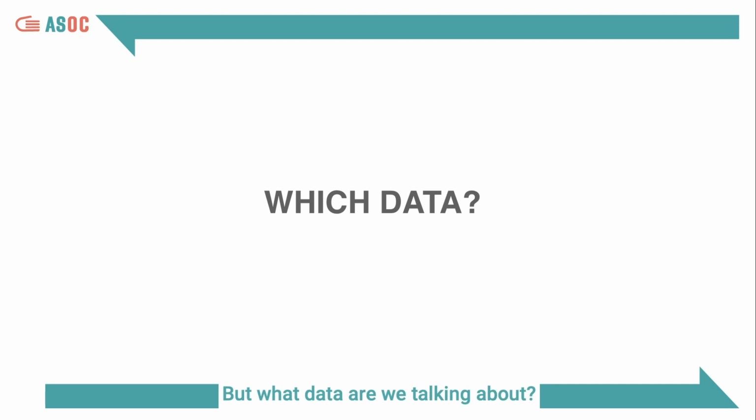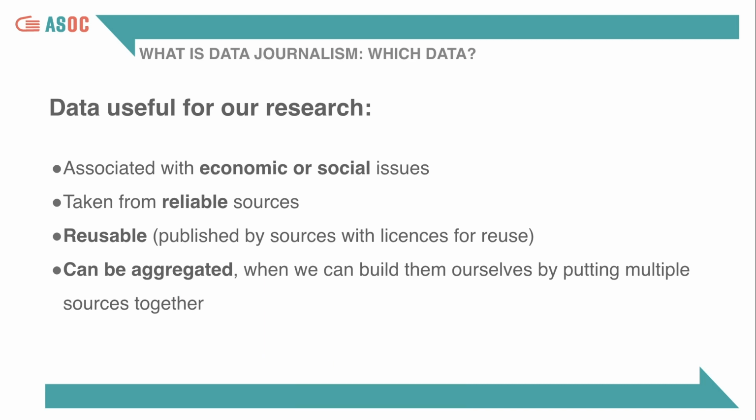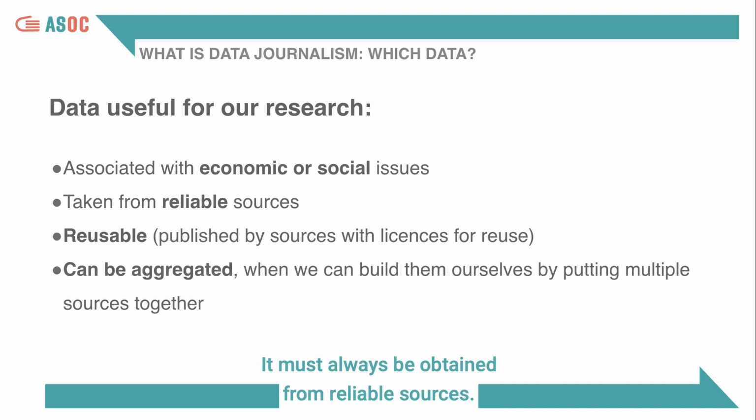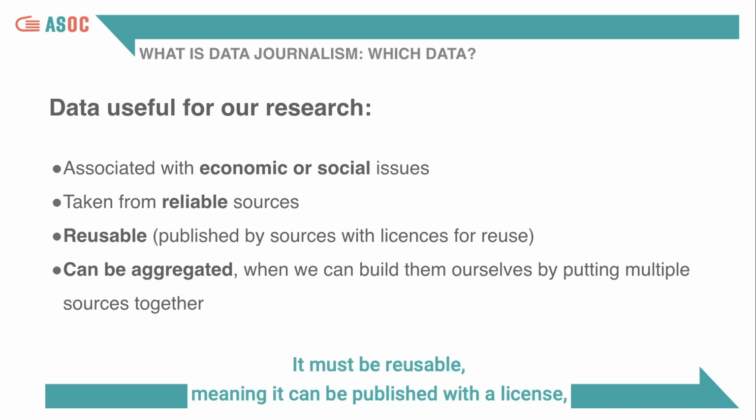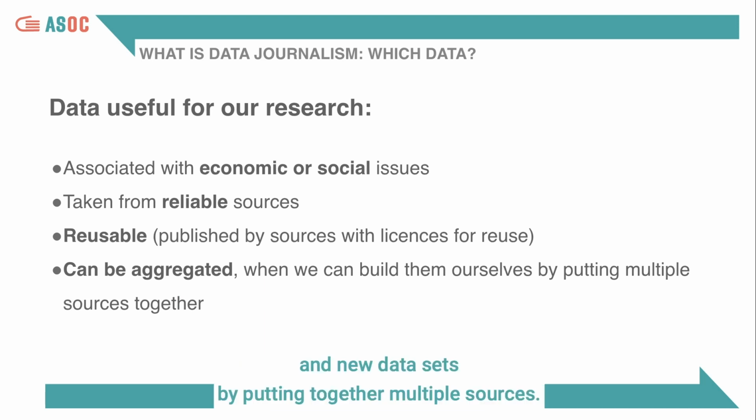But what data are we talking about? The data that is possibly useful for the research work you are conducting is the data you are already analysing at your job. This data relates to economic and social issues. It must always be obtained from reliable sources. It must be reusable, meaning it can be published with a license, and it must be able to be aggregated so as to build new indicators and new data sets by putting together multiple sources.